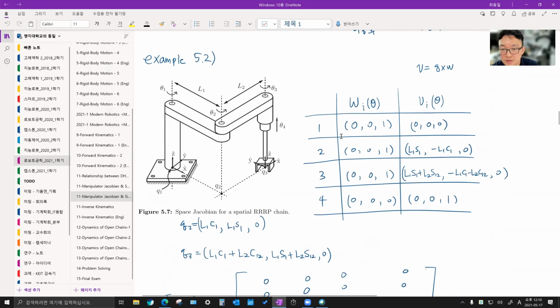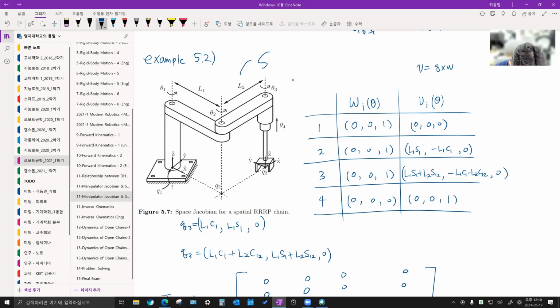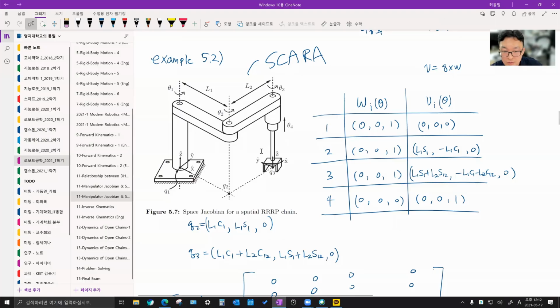So let's practice about this. And this one is kind of RRP manipulator. Sometimes we call this one SCARA robot. And there is rotation axis, three rotation axis, and one translational axis. Okay.